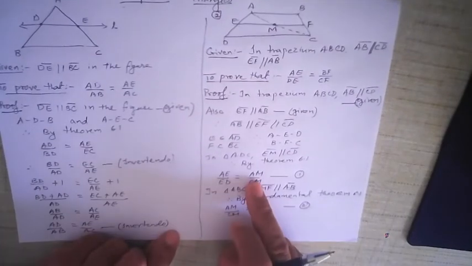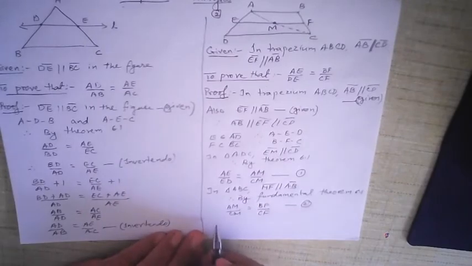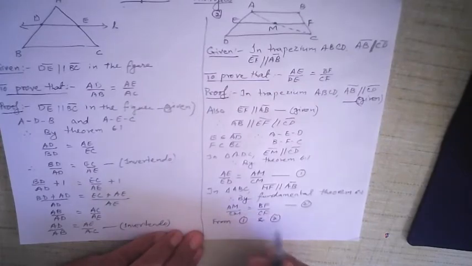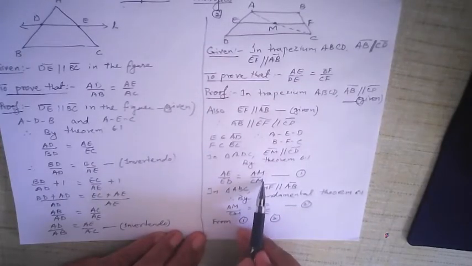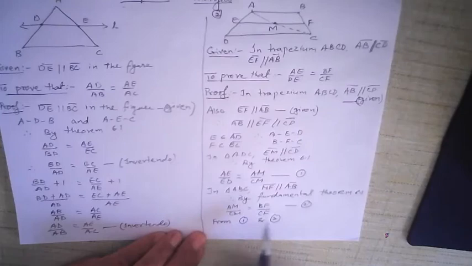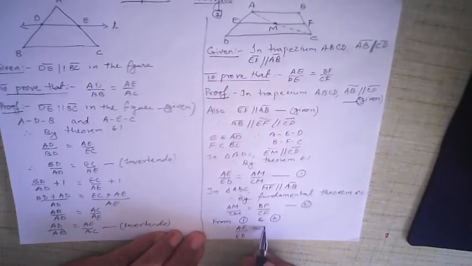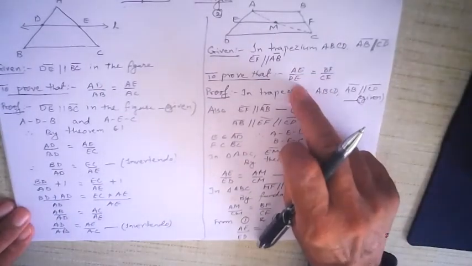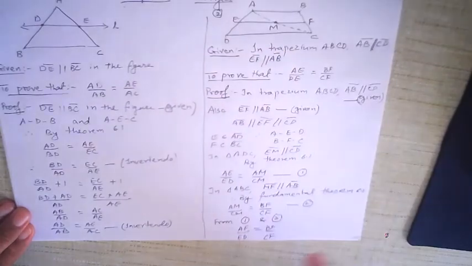Now you can see result number 1 and result number 2. If you combine both the results from 1 and 2, you can see AM upon CM is equal to this, AM upon CM is also equal to this. So both, therefore, AE upon ED is equal to BF upon CF. This is the required result. Prove that AE upon DE is equal to BF upon CF, the required result.